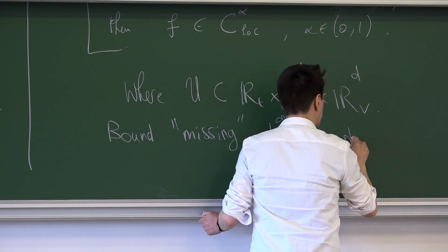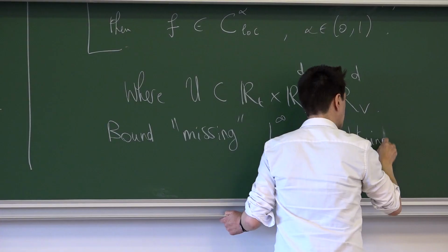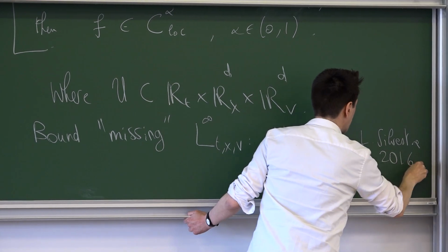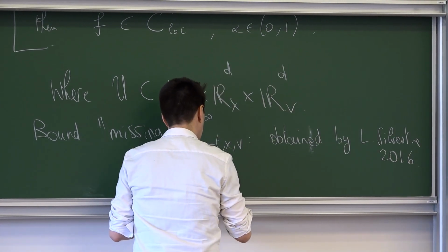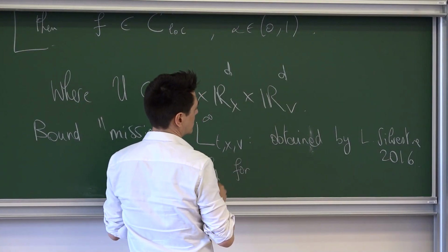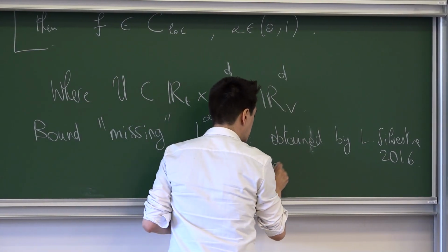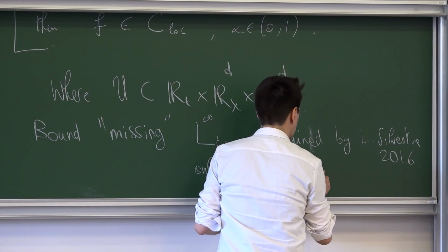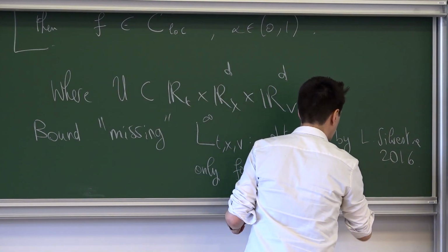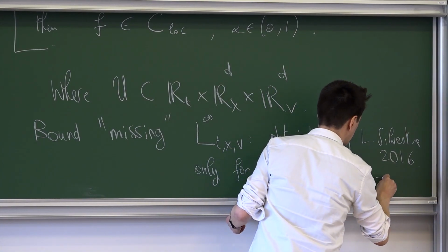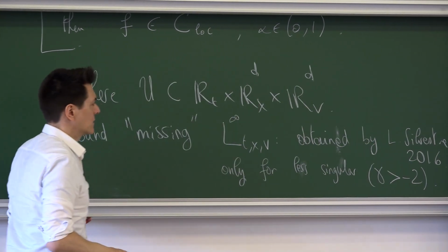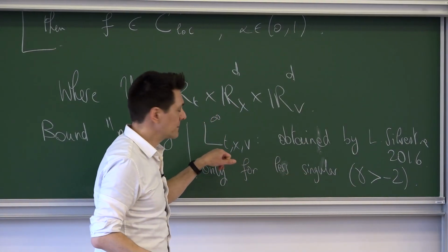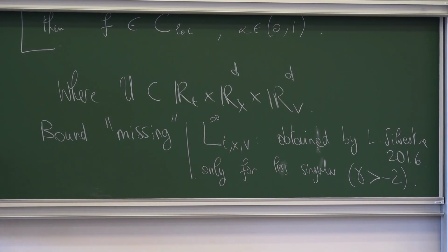was obtained by Silvestre in 2016, I think, only for slightly less singular, a sort of modified version of the Landau equation, the one that is the moderately soft potential one. You remember when I gave you this gamma? For slightly less singular, non-physical equations, this gamma greater than -2. So that is the exact reason for the gap at the moment. There's something we are missing here about the L infinity bound.